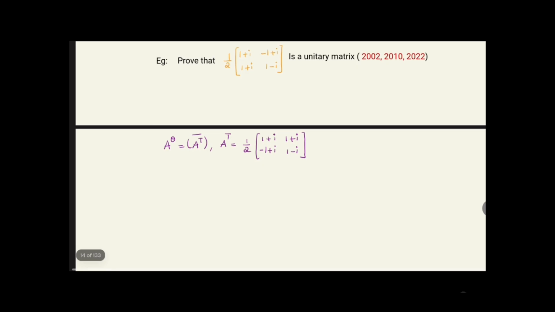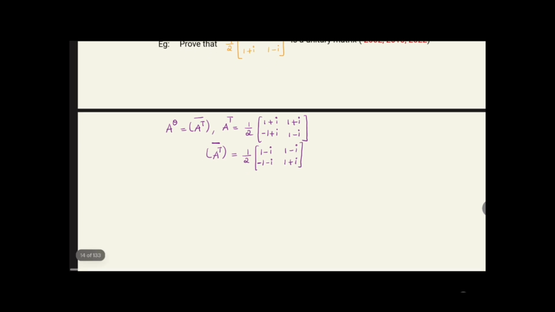Now we should take the conjugate of this, because A transpose whole bar gives you A to the power of theta. Now I will conjugate this. That means simply we have to change the sign of the imaginary part. It is equal to 1 by 2 into the matrix 1 minus i, 1 minus i, minus 1 minus i, and this is 1 plus i. That's it. Now I will multiply A into A to the power of theta, and I should check whether I am getting an identity matrix or not.